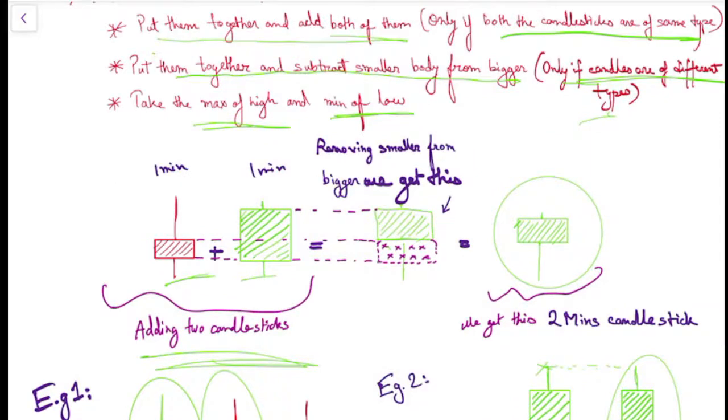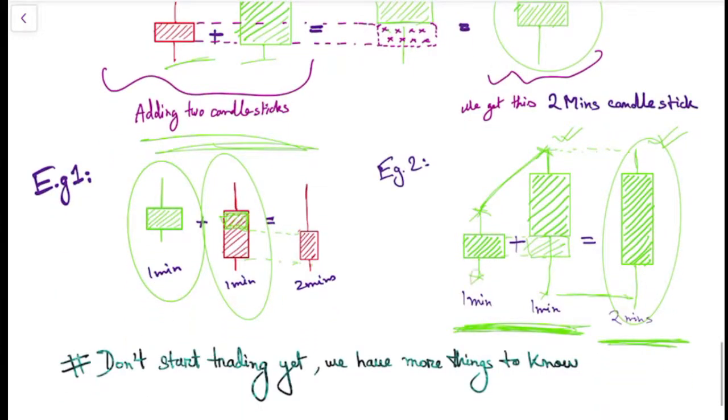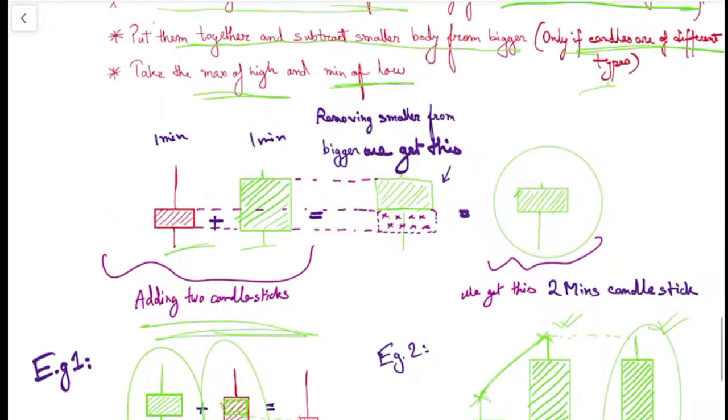And in order to get the high and low, you take the maximum of high. This is the maximum of high among these two. So take the maximum of high and the minimum of low among these two. This is the minimum, right? As you can see the position. So we are taking the low of this. That's how you combine a candlestick.